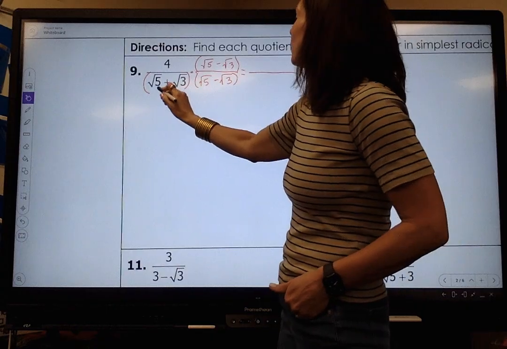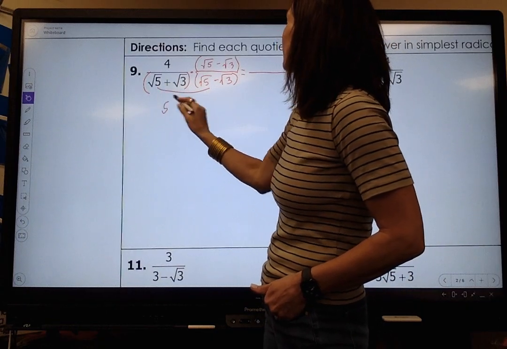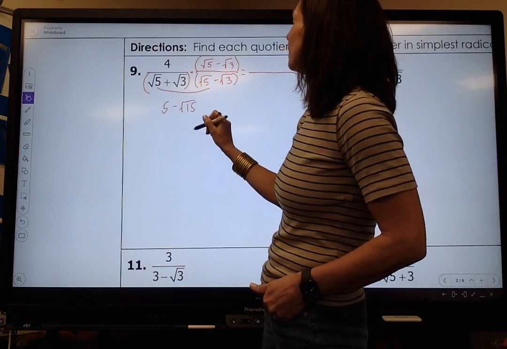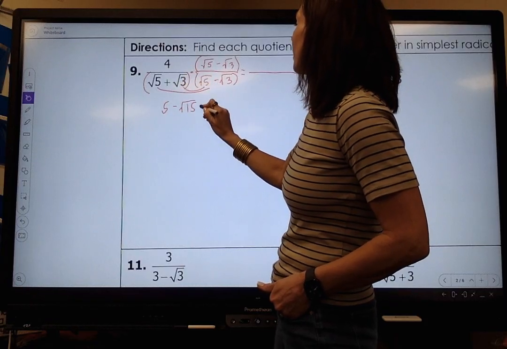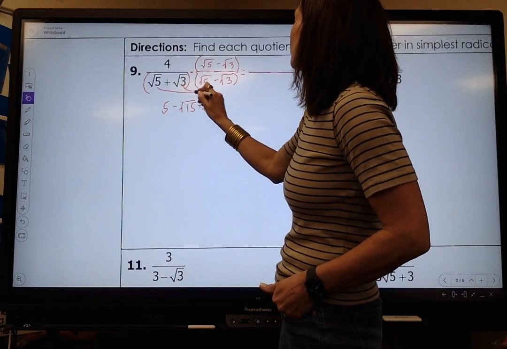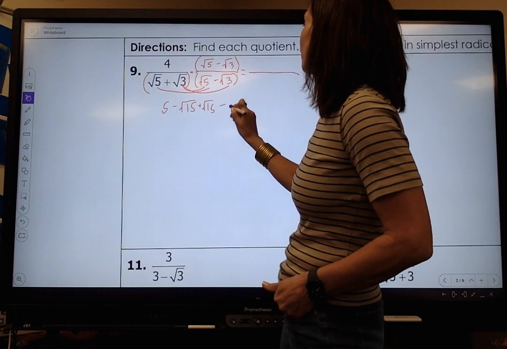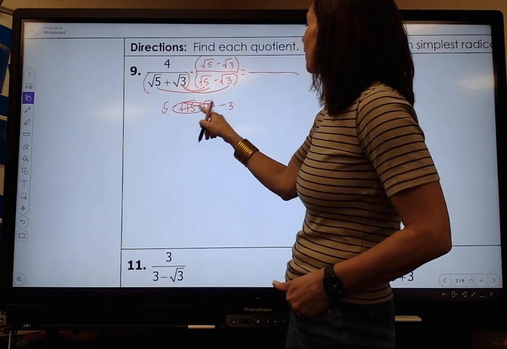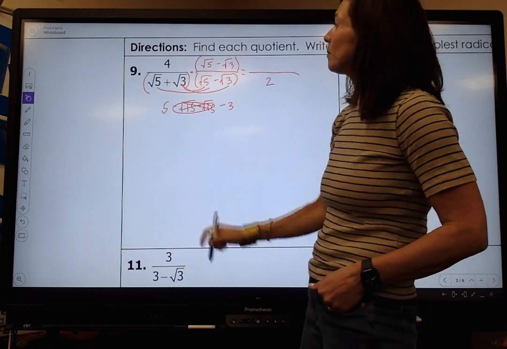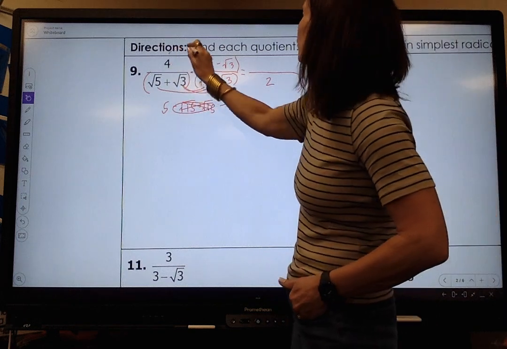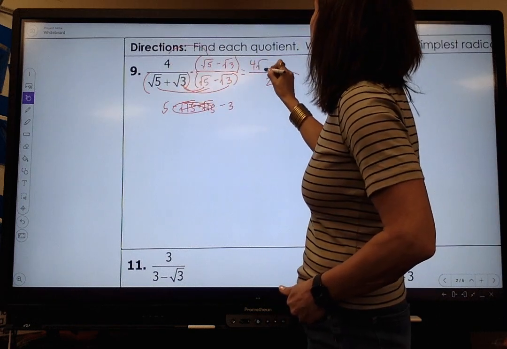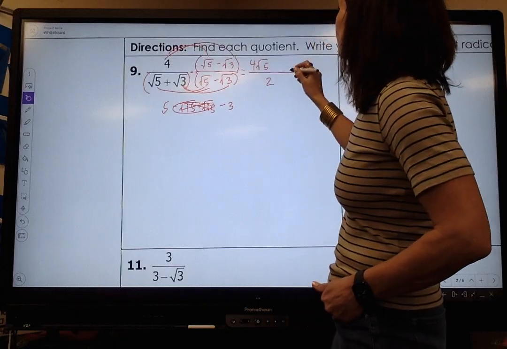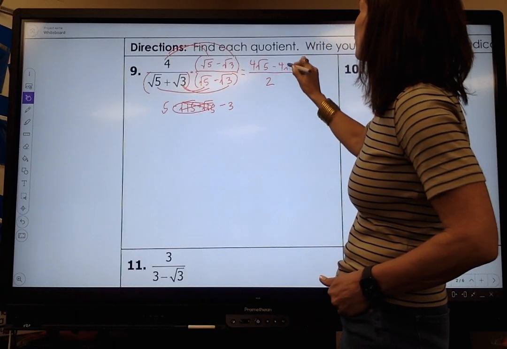So now, square root of 5 times square root of 5 is 5. Here, I get negative square root of 15. And when I multiply these guys, I get positive square root of 15. And when you multiply these guys, you get negative 3. So that cancels out. 5 minus 3 is 2. So again, you've got to distribute: 4 times square root of 5 is 4 square root of 5. 4 times square root of 3 is negative 4 square root of 3.